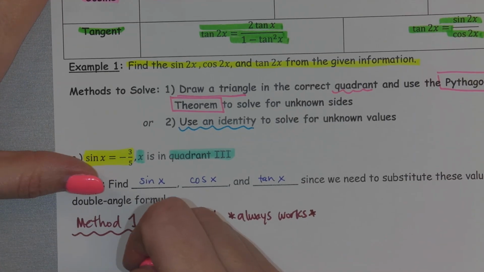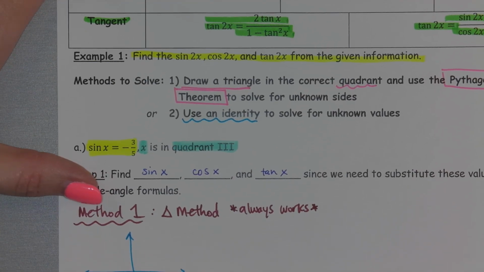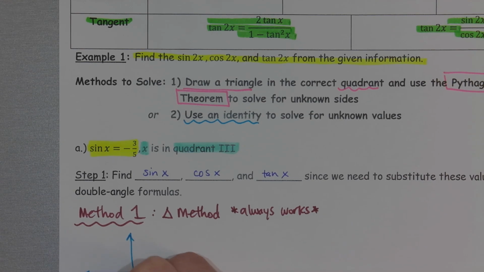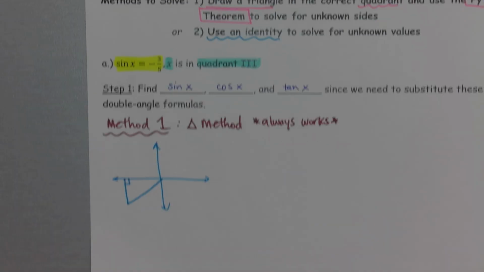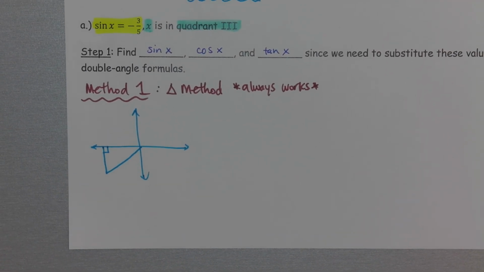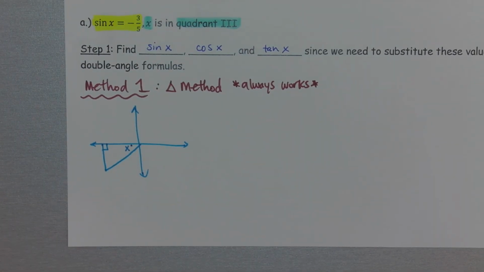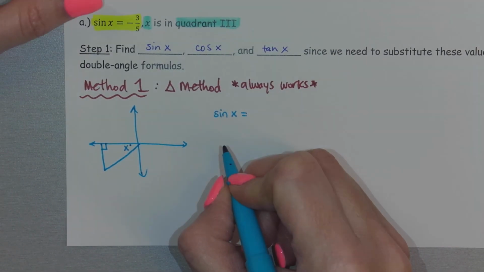Okay, so what we're going to do is draw a triangle in the correct quadrant. If it's in quadrant 3, you always want one of the sides to be flush with that x-axis. And then this is going to be your angle of x. In order to set this up, you are going to use what you remember about SOHCAHTOA.